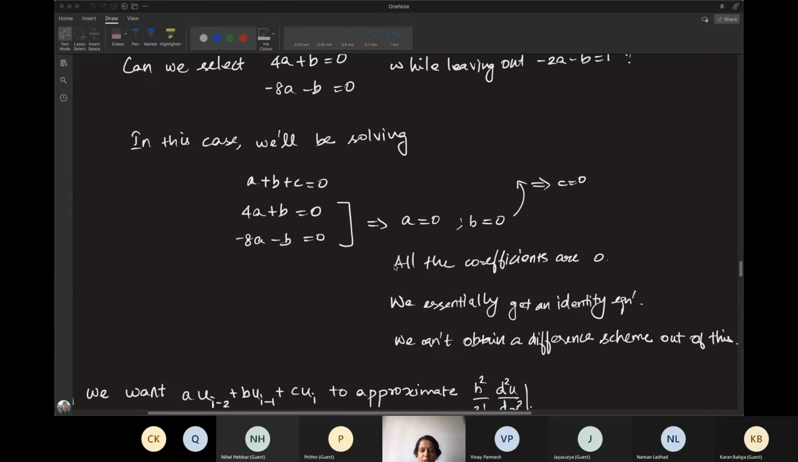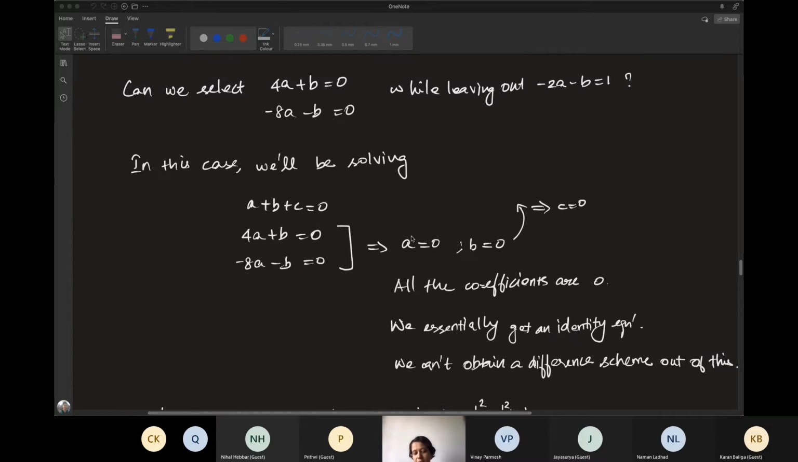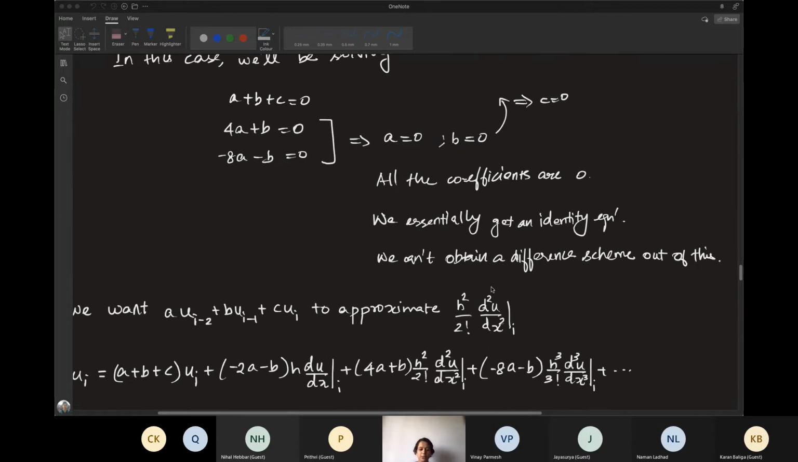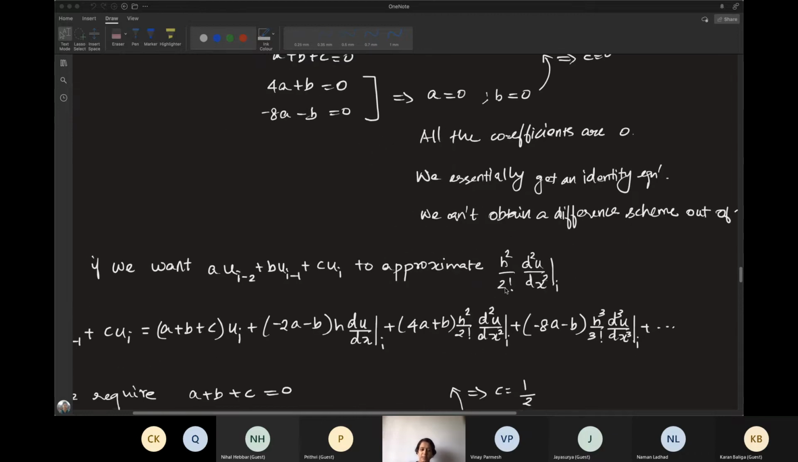So in this case, we'll only be getting a equals 0, b equals 0, and c equals 0. So we'll only be getting 0 equals 0. We'll not have some term, because the term corresponding to our differential operator, that is du by dx, the coefficient of that itself is 0. So you're not going to get anything out of that expression. You'll only essentially get an identity equation. So from that, we cannot get a different scheme. So this is what it is.